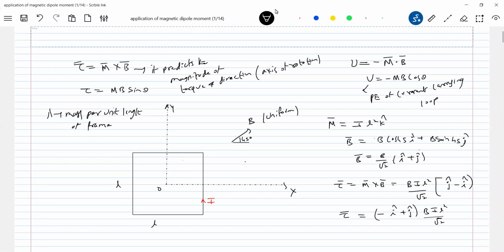Okay, you see what is the advantage of this? It is telling the axis. So what angle will this axis make? Minus I cap plus J cap. So the axis of rotation is what? As it is a square frame, this is the axis of rotation, minus I cap plus J cap. So the torque is acting in this direction.